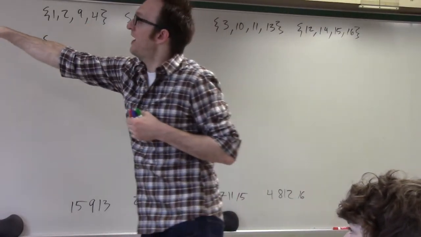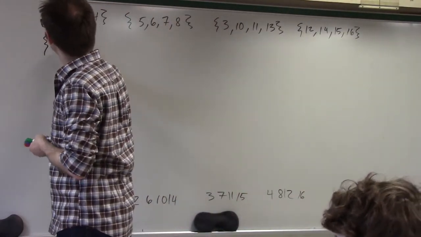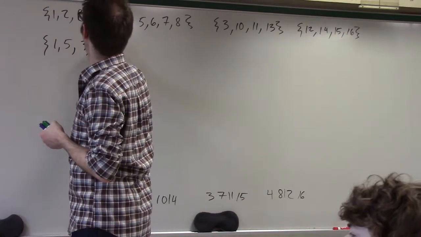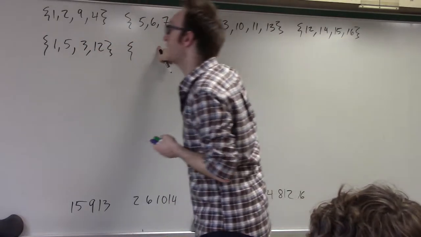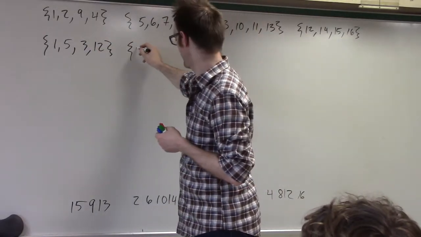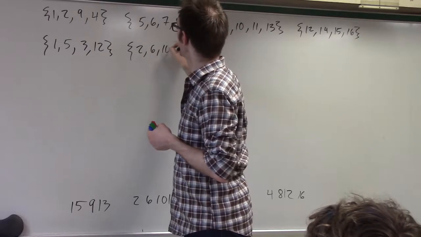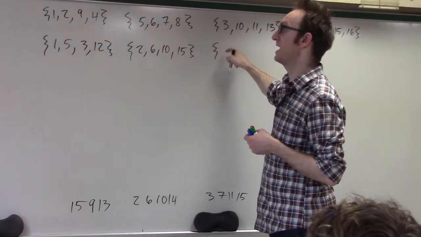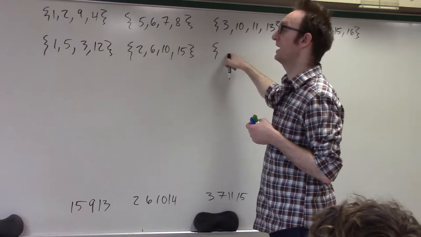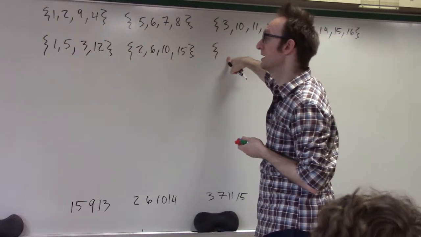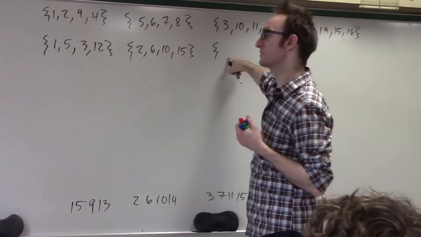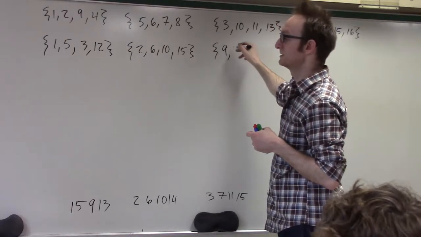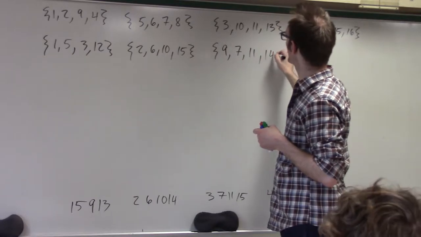It's this 1, 3, 5, 12 guy, right? So I'm going to write this as 1, 5, 3, 12. And this one, I need a 2, 6, 10, so I'm going to write this as 2, 6, 10, 15. You guys kind of see what's happening here? And then the next red line is 3, 7, 11, 15. What's the one that looks like that down there, right? So 3, which is really a 9, 7, 11, 14.